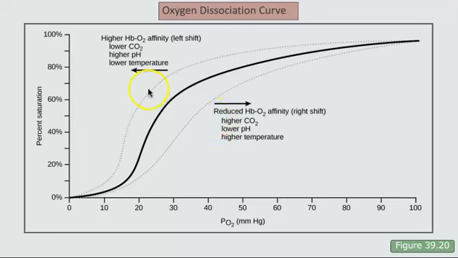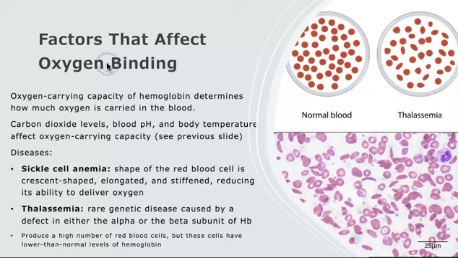And then when we have a shift to the left, this means we have a lower temperature, and this can be due to a decrease in our hydrogen ion, meaning we're going to get lower carbon dioxide and higher pHs, more alkaline. So what are some factors that can also affect binding of oxygen? We know that our carbon dioxide levels, blood pH, and body temperature play a role, as we discussed in the previous slide, but there's also certain diseases that can affect it.